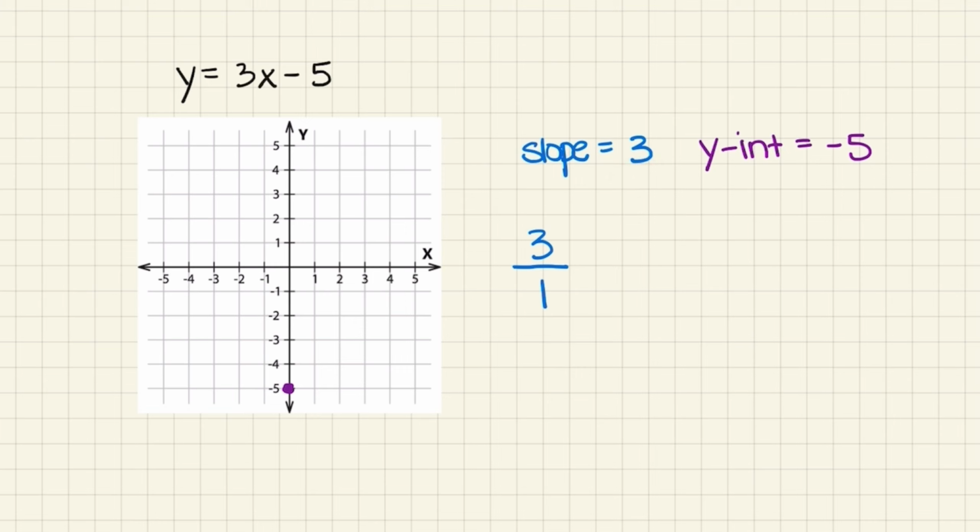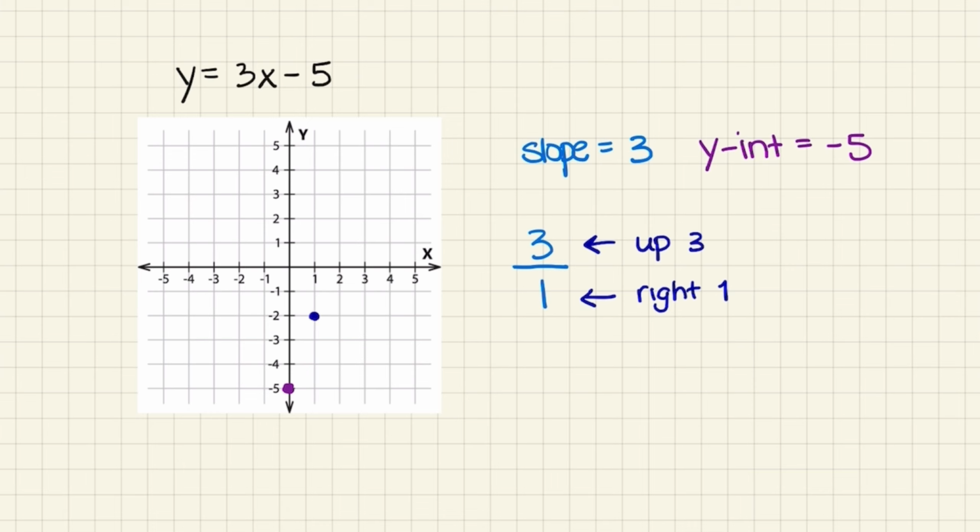Now we can figure out how much to rise and run. Since it's a +3, that means we're going to go up 3 units. Since it's a +1, we're going to go to the right 1 unit. So let's look at our point right here. We go up 1, 2, 3, to the right 1. And so our next point is going to be right there.